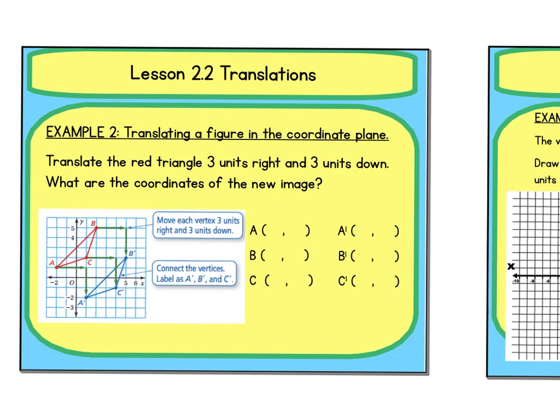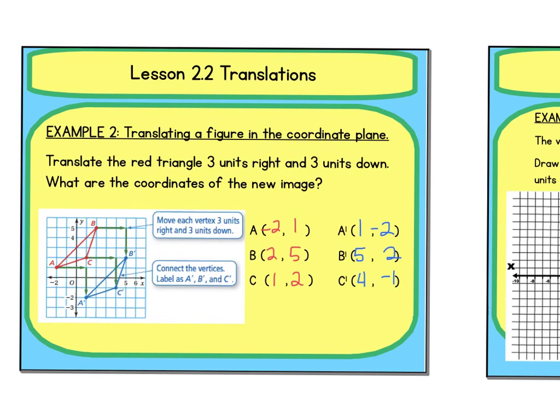Here it says translate the red triangle 3 units right and 3 units down. What are the coordinates of the new image? So when I go to the original image in red, A is negative 2, 1, B is 2, 5, and C is 1, 2. When I go to A prime, I'm at 1, negative 2. For B prime, I'm at 5, 2. And at C prime, I'm at 4, negative 1.